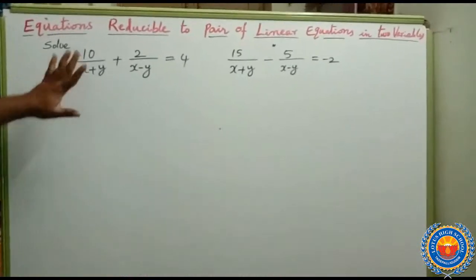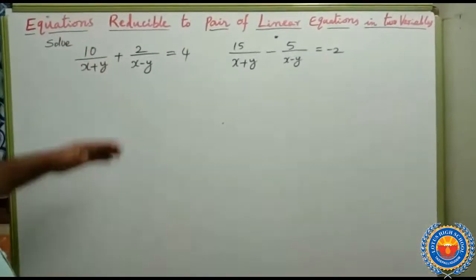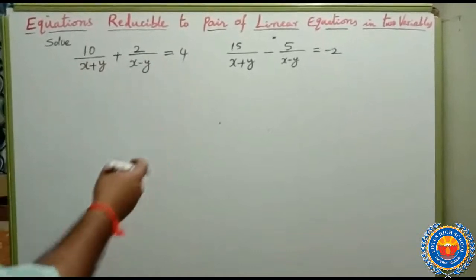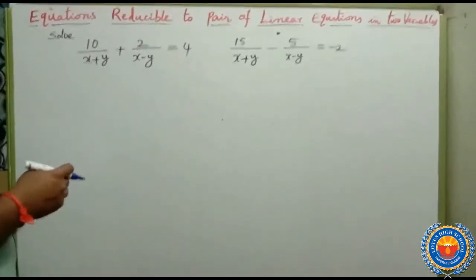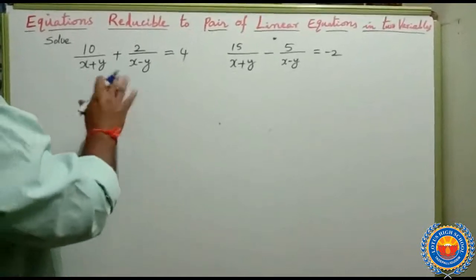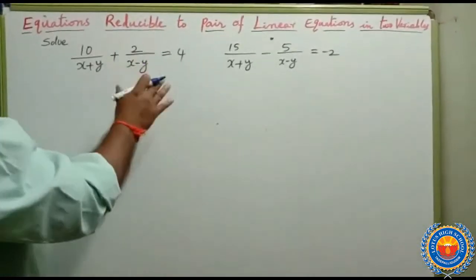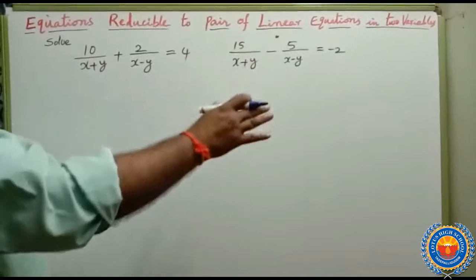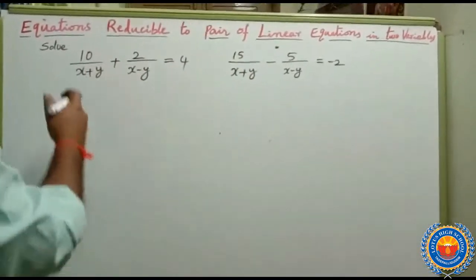Now here, 10 by x plus y plus 2 by x minus y is equal to 4 and 15 by x plus y minus 5 by x minus y is equal to minus 2. So these are normal equations. We have to reduce to pair of linear equations in two variables. The method is the old method only.